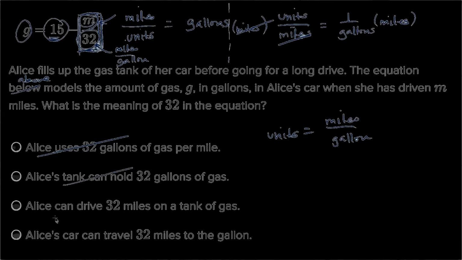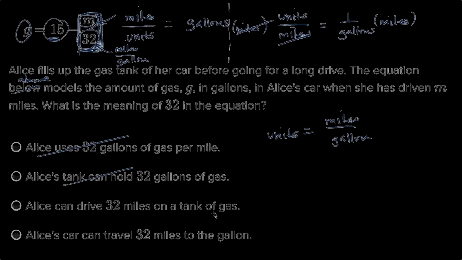So that's not right. Alice can drive 32 miles on a tank of gas. That's right. The units here are 32 miles per gallon. So that's that one. Alice's car can drive 32 miles to the gallon. Oh, that was a close one.